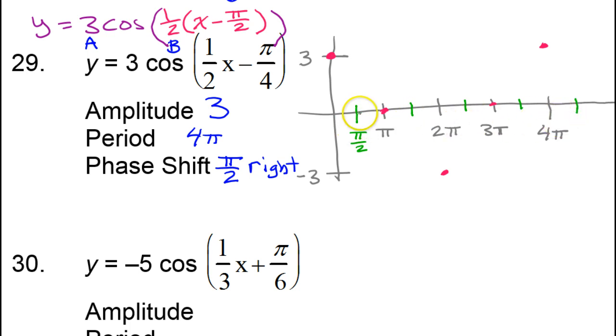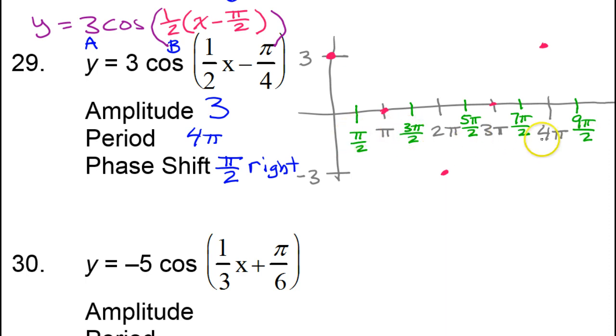So look, because this is right in the middle, I really could just count. So this is 1 pi over 2. So this would be 2 pi over 2. And this would be 3 pi over 2. And this would be 4 pi over 2. And this would be 5 pi over 2. And this would be 6 pi over 2. And this would be 7 pi over 2. And this would be 8 pi over 2. And this would be 9 pi over 2.